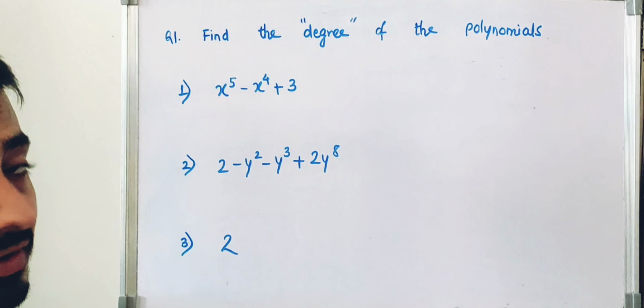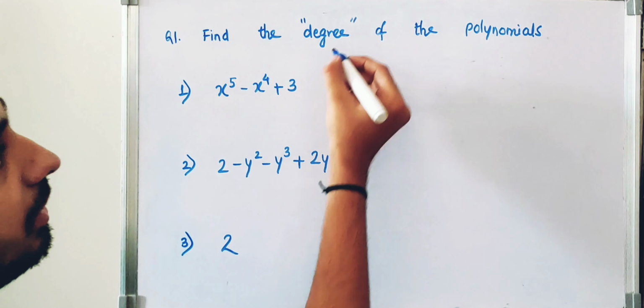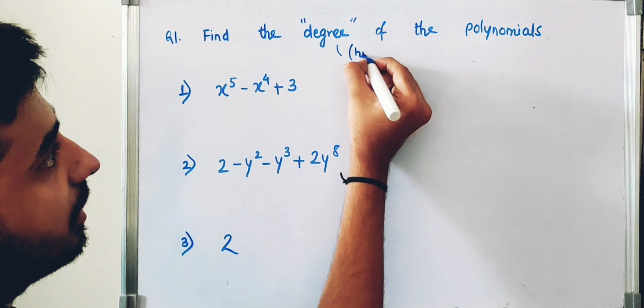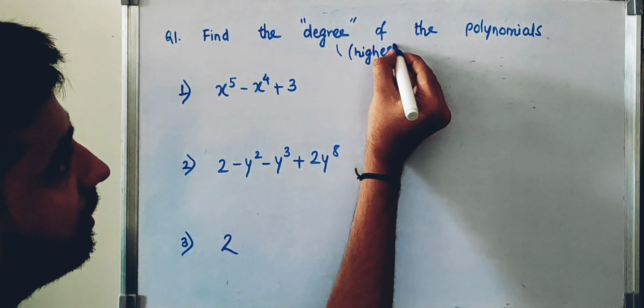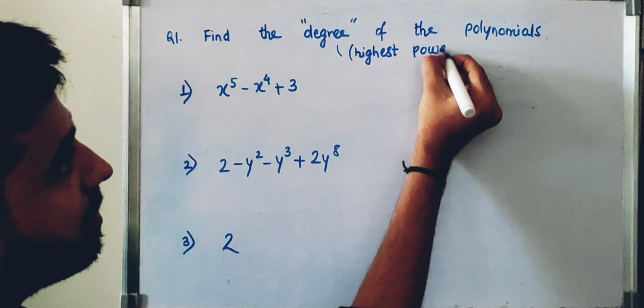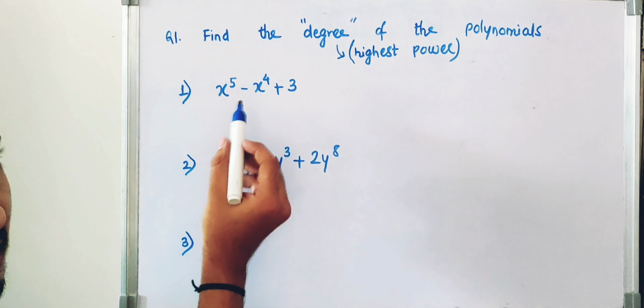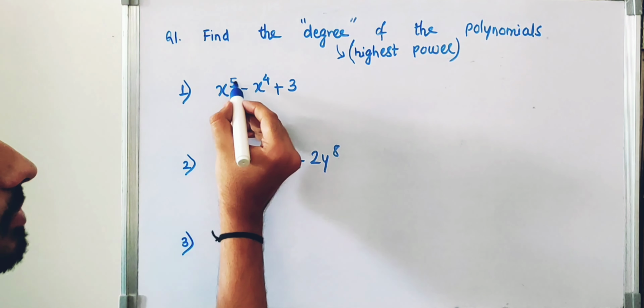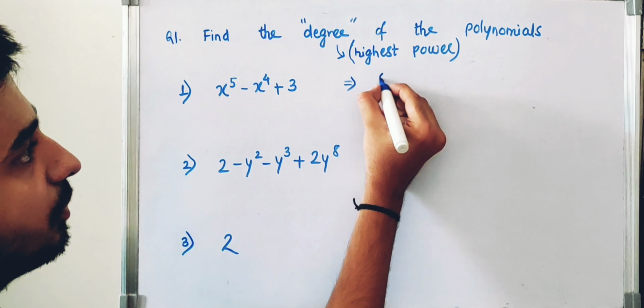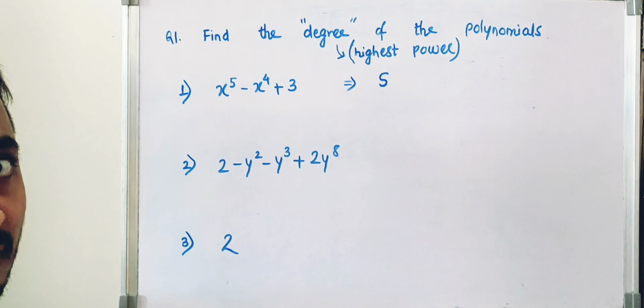So how to solve this? We have to check the highest power. Degree means highest power in that polynomial. What do we have to check? Highest power. So what is the highest power in this? The highest power is 5. So what is the degree of this polynomial? The degree is 5.